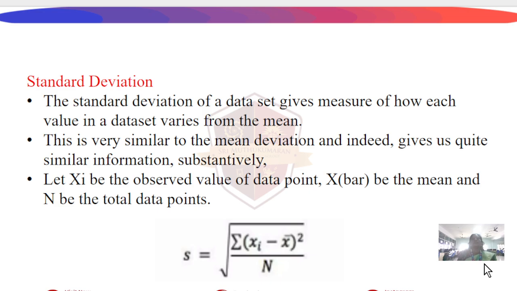Standard deviation gives a more accurate measure of variation in readings. It tells us how much each reading differs from the mean value. Here, xi is the observed value, x bar is the mean value, and n is the total number of readings. If the standard deviation is small, then the readings are closely grouped and the measurement is precise. If the standard deviation is large, then the readings are widely scattered and the measurement is less reliable. So standard deviation is a very important statistical tool in measurement analysis.